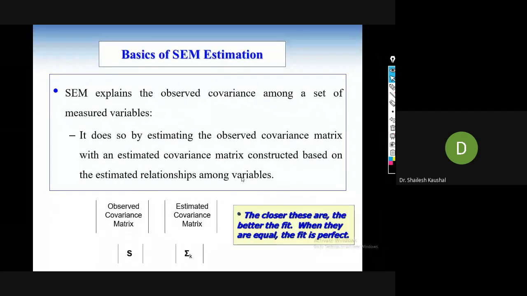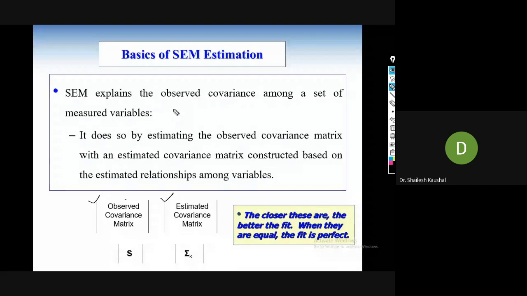Now the basics of SEM estimation, basics of structural equation modeling. The basics of SEM explain the observed covariance matrix, and another is the estimated covariance matrix. So what does it mean? The closer these are, meaning if the estimated value is near to the observed value, then our model fit is good.